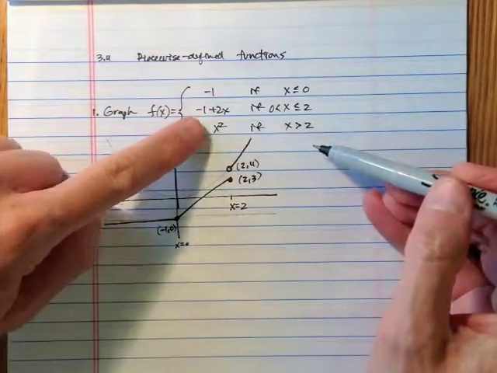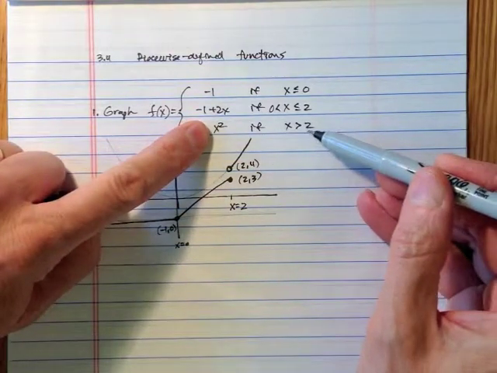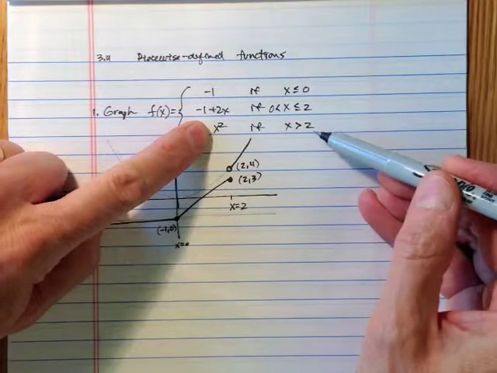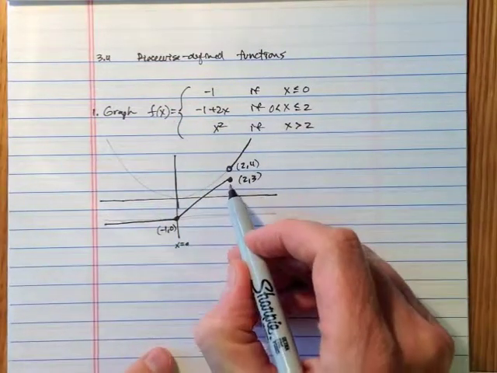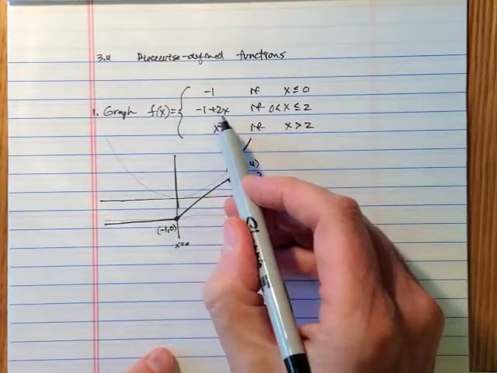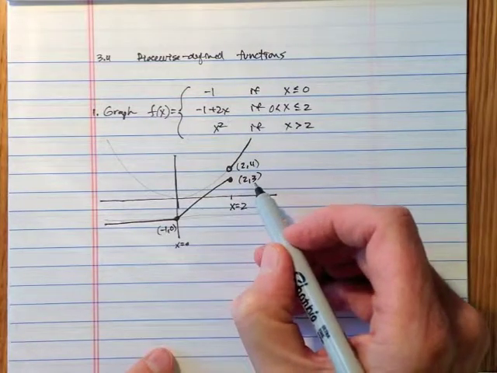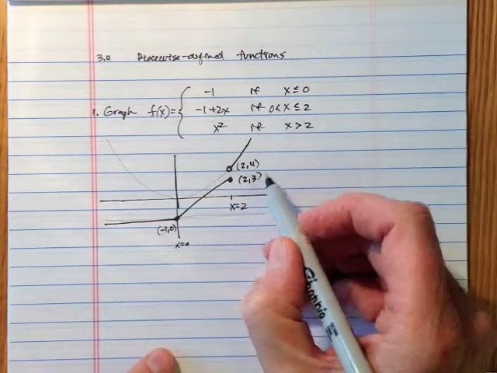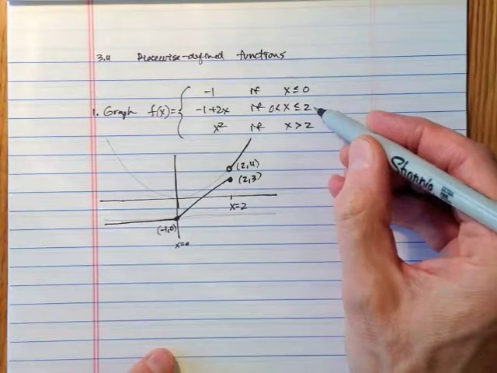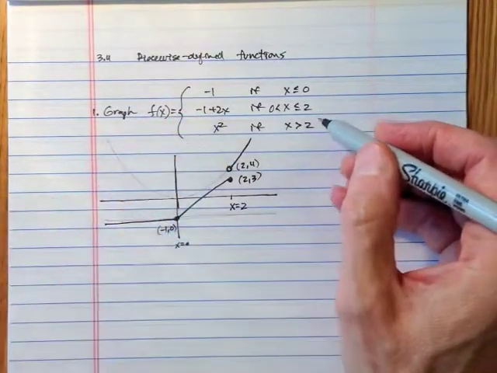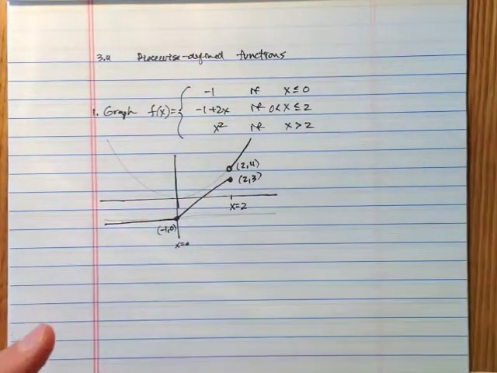I don't use y equals x squared except when x is strictly bigger than 2. There's a solid circle there because this line goes up to and includes the point x equals 2, y equals 3, because when x equals 2, f of x uses the line. I mean, its formula is the line.